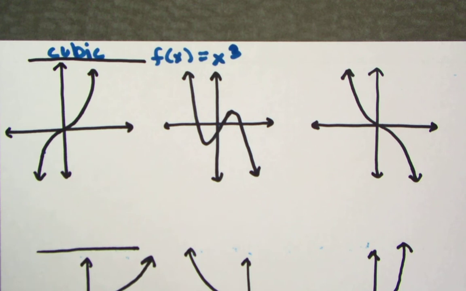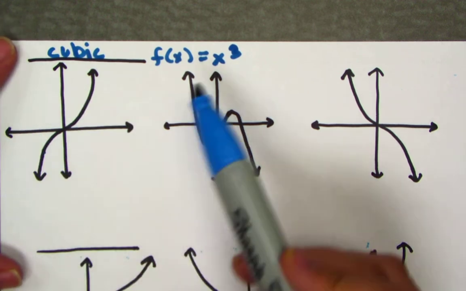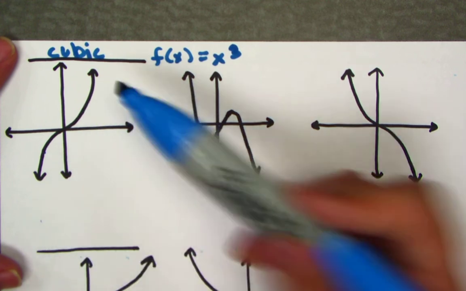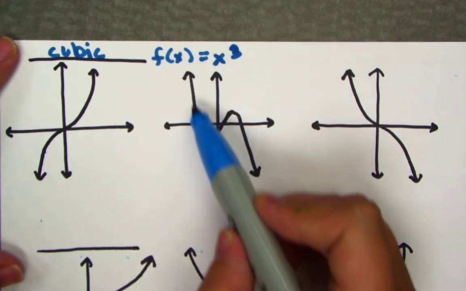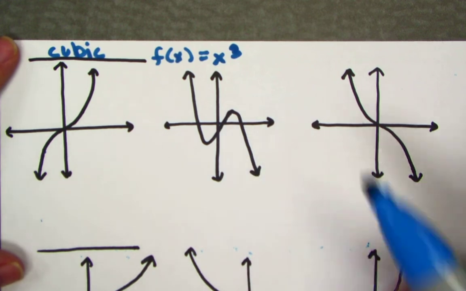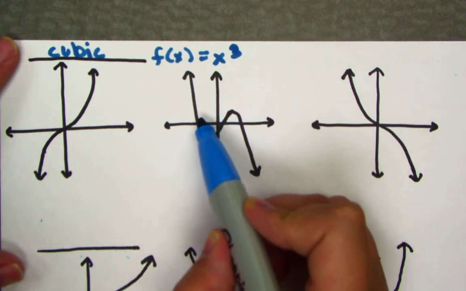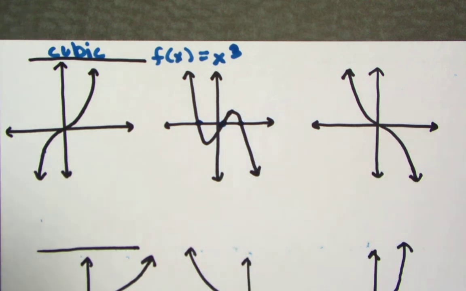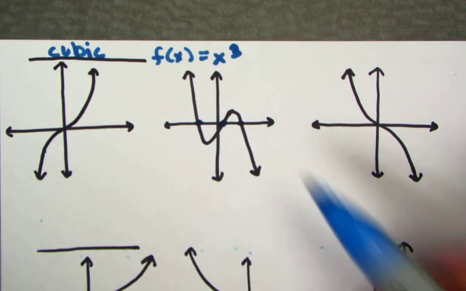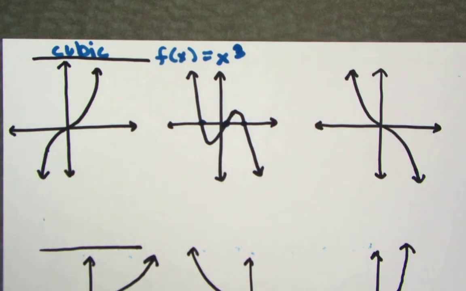With a cubic function, either way it could start up and go down, or it could start down and go up. And it can only curve a maximum of twice, because it can only hit the x-axis 3 times if it's a cubic function. If it hits more than that, it might be a higher power up here.